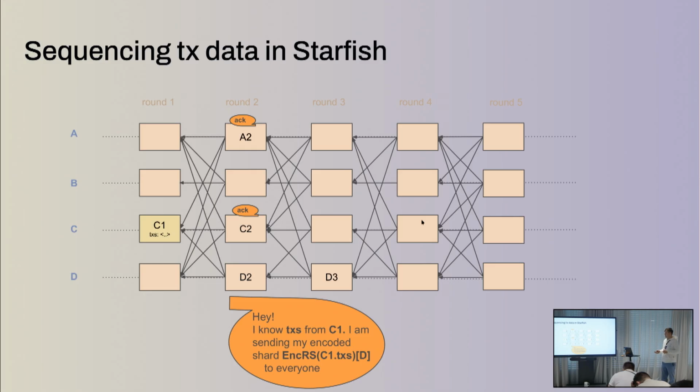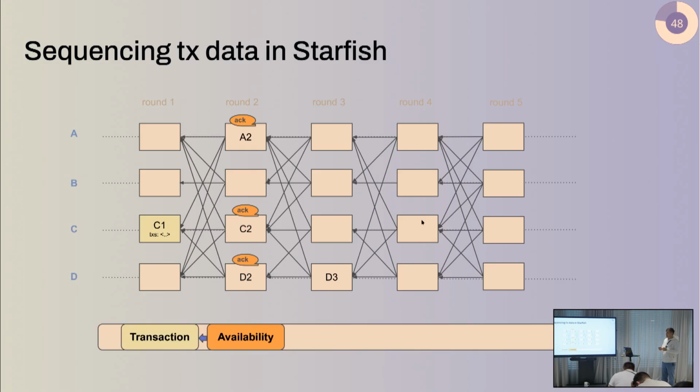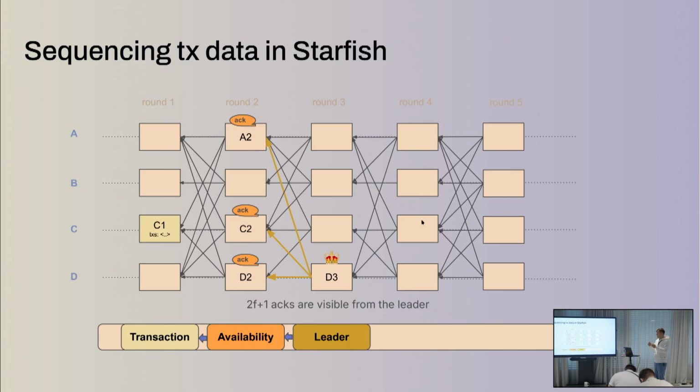So we have a quorum of acknowledgements about the transaction data, and they all should be visible from the next leader, from some of the next leaders. So this is the pattern that we need to have on our local DAG to sequence the transaction.